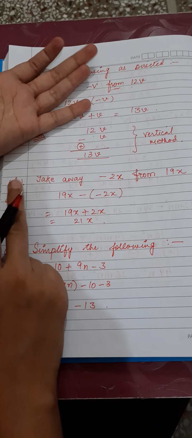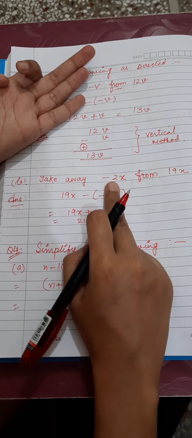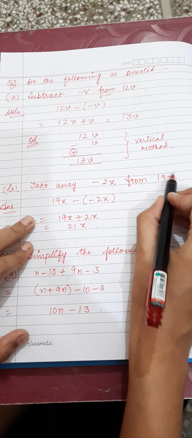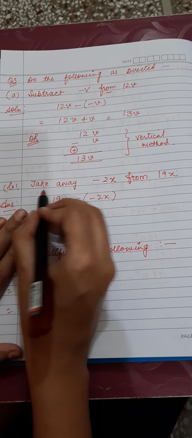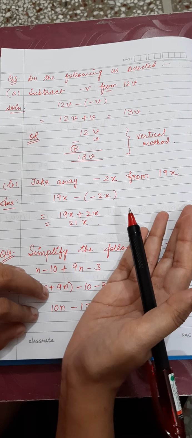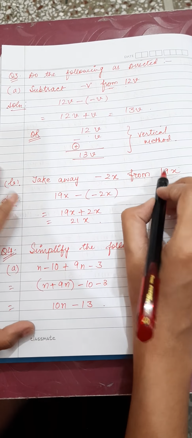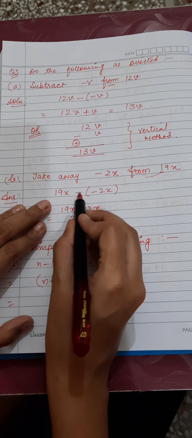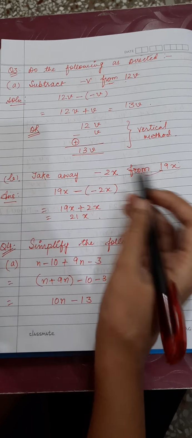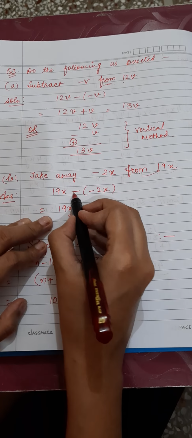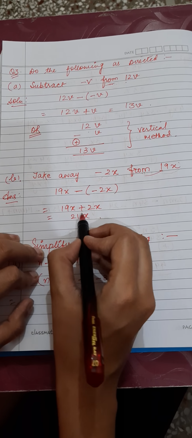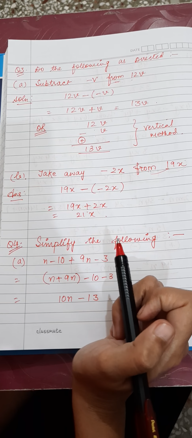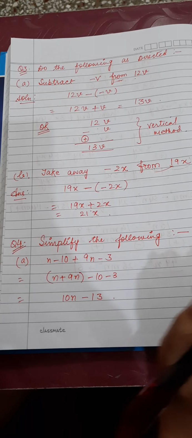Let's do B part. Now the B part is take away minus 2x from 19x. Now they are saying from 19x you have to take away. Take away means you have to subtract. What you have to subtract? Minus 2x. Now after from what is there? 19x. You have to subtract. Subtract means minus sign, and what you have to subtract? Minus 2x. Two signs cannot be together, so minus minus plus. 19x plus 2x will give you 21x, and this was your question number 3, and this was very easy.